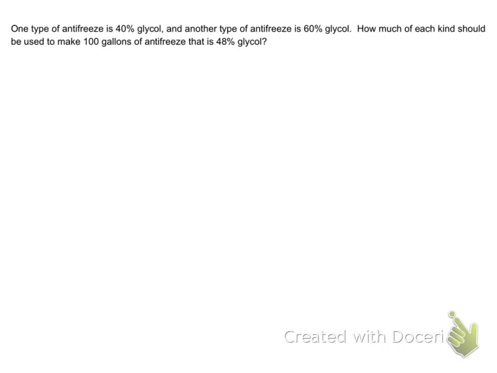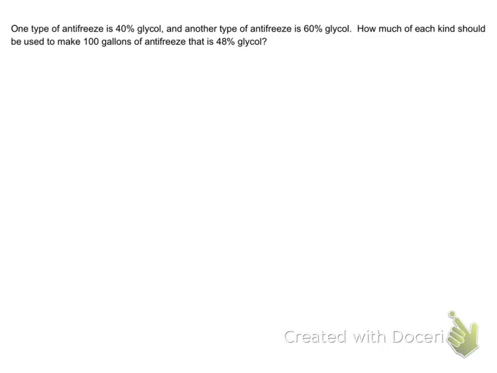Okay, one type of antifreeze is 40% glycol, and another type of antifreeze is 60% glycol. How much of each kind should be used to make 100 gallons of antifreeze that is 48% glycol? I'm going to give glycol as a type of alcohol that is actually found in the antifreeze in your car. It will be a very low freezing temp, and boiling temp, so it keeps your car from overheating or freezing.